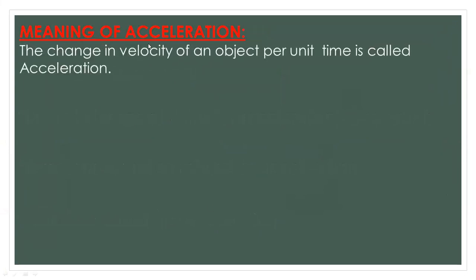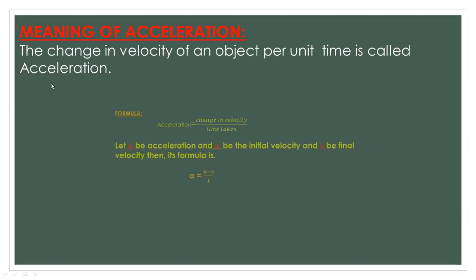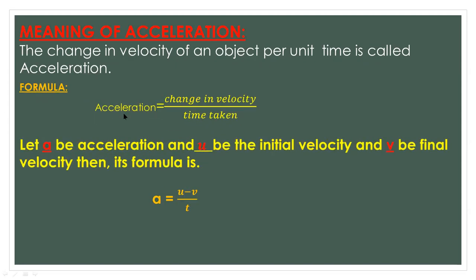First one is the meaning of acceleration. The change in velocity of an object per unit time is called acceleration. Once again, dear students, the change in velocity of an object per unit time is called acceleration. Its formula is acceleration is equal to change in velocity divided by time taken.